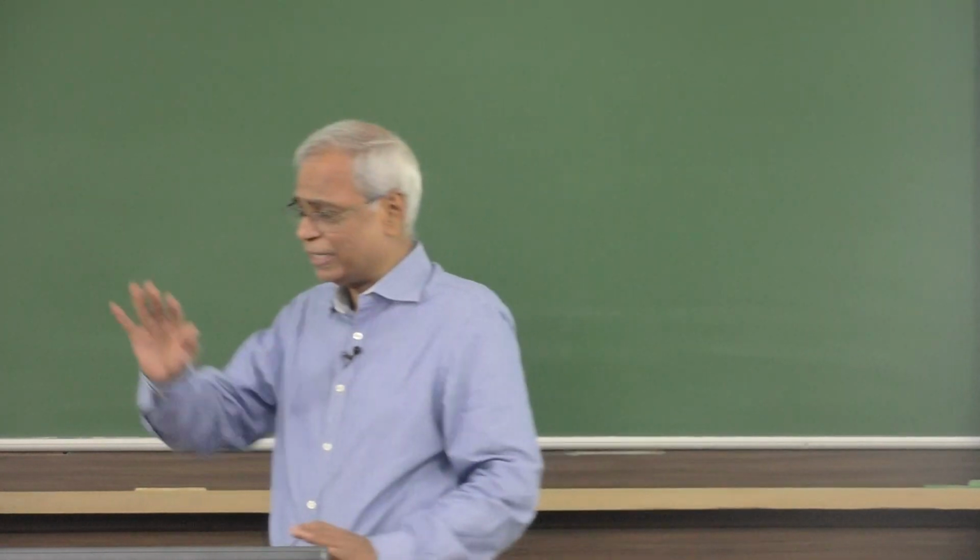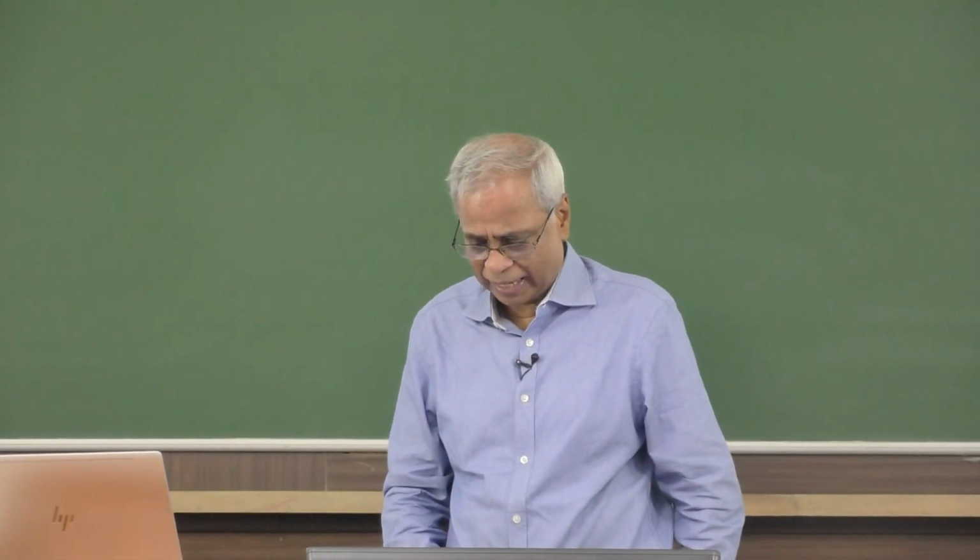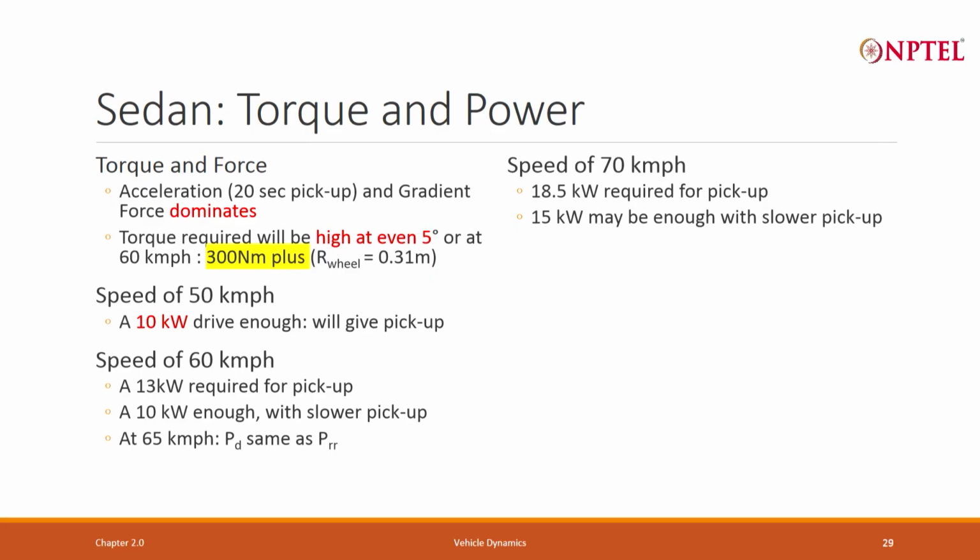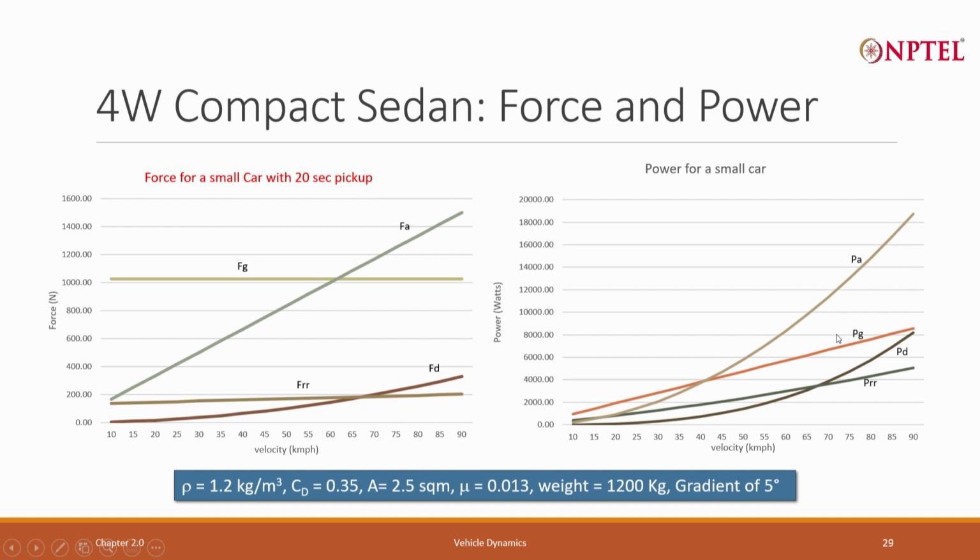But if you want to travel at high speed and do all kinds of things at 70 kilometer per hour, you require about 18.5 kilowatt. Let us look at 70 kilometer per hour. At 70 kilometer per hour, you require higher power, both for acceleration and gradient. So, you require about 15 to 18 kilowatt.